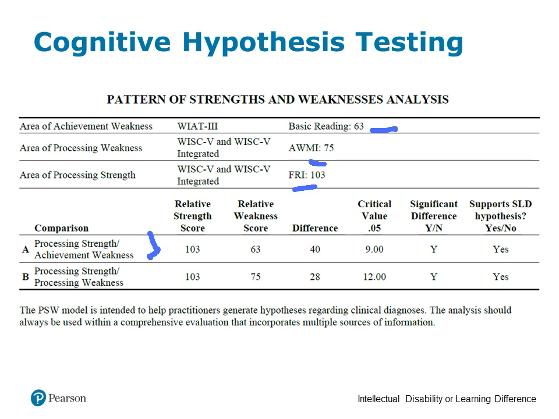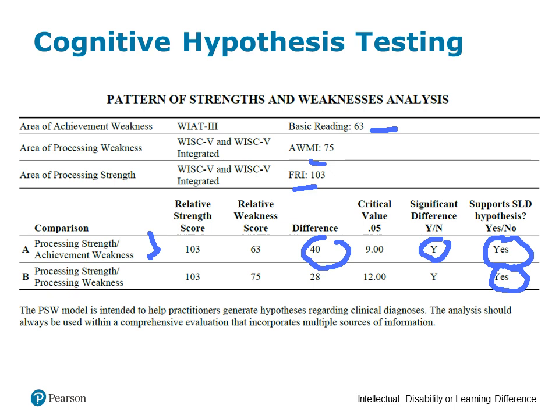So look at the difference between the two scores. Is the difference significant? In which case we would say that that supports an SLD hypothesis. And then what you want here is to look at the processing strength and the processing weakness, and again you want those two to be discordant, and that is the case. So both of those comparisons would support an SLD hypothesis.